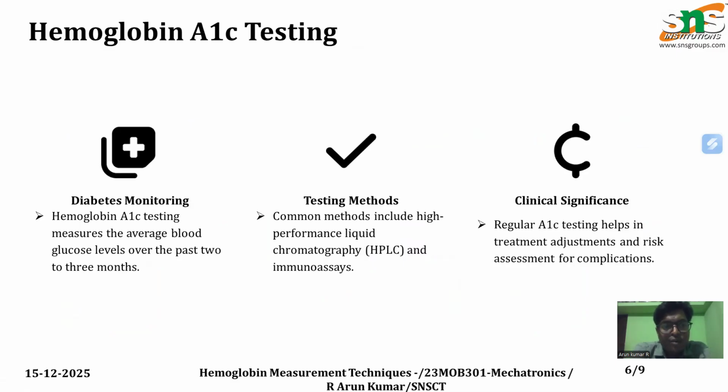Clinicians use the results to manage patient treatment. Hemoglobin A1C testing is a diabetes monitoring method with clinical significance. It measures the average blood glucose level over the past 2 or 3 months. Common methods include high-performance liquid chromatography. Regular A1C testing helps with treatment adjustment and risk assessment for complications.